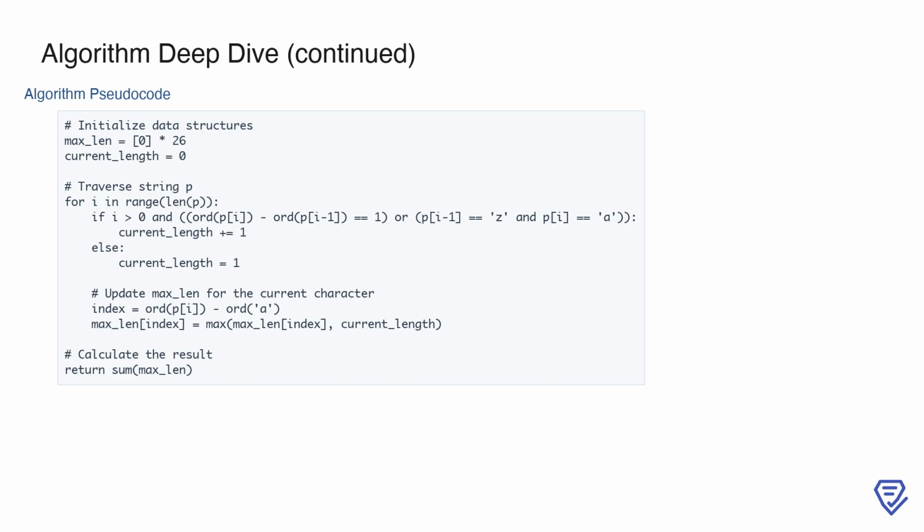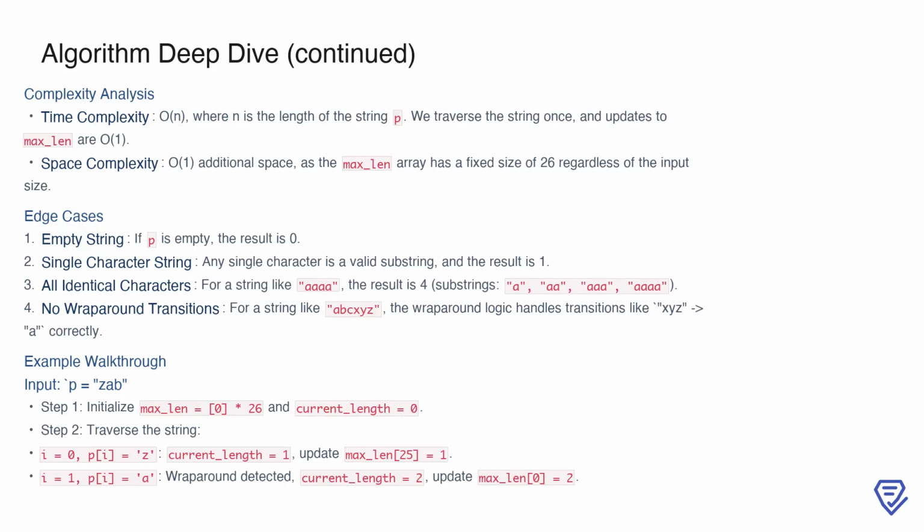Next, we calculate the index of the current character in the alphabet using ord(p[i]) - ord('a'), and we update the corresponding value in max_len by taking the maximum between its current value and current_length. After traversing the string, the result is simply the sum of all values in max_len, which gives us the total number of unique substrings. This pseudocode highlights how we efficiently track and update the longest substrings for each character while ensuring linear time complexity.